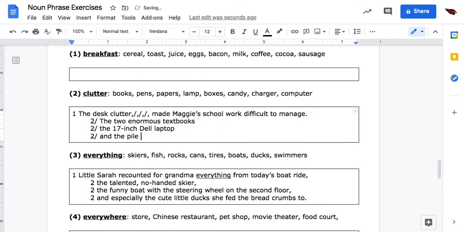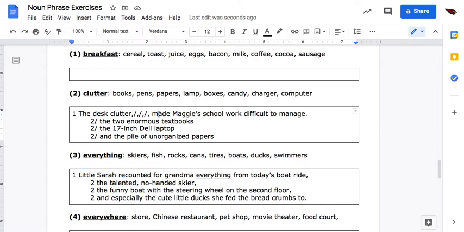And the pile of unorganized papers. So all the punctuation is in the base clause. So you get the desk clutter, the 2 enormous textbooks, the 17-inch Dell laptop, and the pile of unorganized papers made Maggie's schoolwork difficult to manage. So you look, you get the subject and you get bang, bang, bang, 3 interruptions that are all noun phrases that modify clutter, and then it takes a long time to get back to the verb.